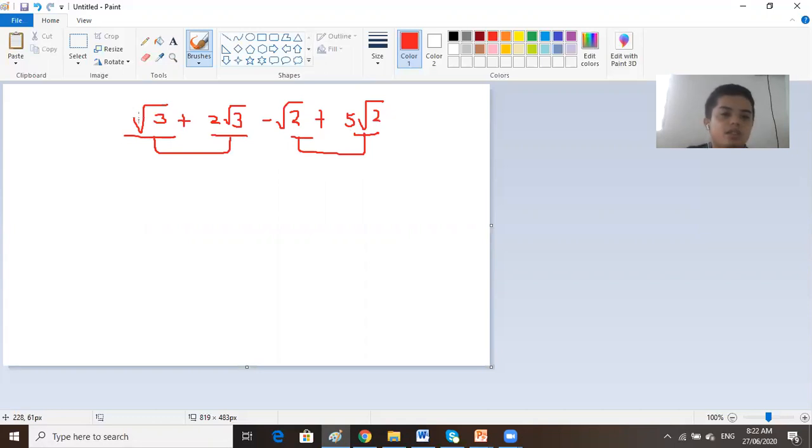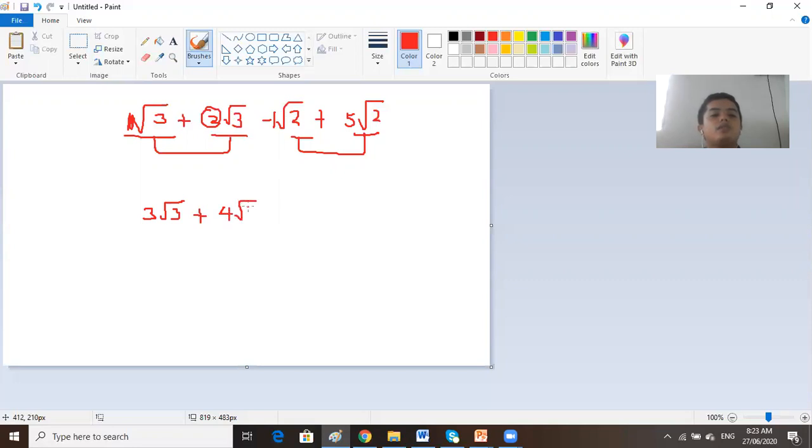So what is square root of 3 plus 2 square root of 3? You add their numerical coefficients. Understand here that this is 1, you have 1 outside. So 1 plus 2, that is 3 square root of 3. With this, understand that you have 1 here, so negative 1 plus 5. The rule here is subtract the higher number from the lower number. So 5 minus 1 is 4, and since 5 has a positive sign and a greater value, you carry the sign. So plus 4 square root of 2.